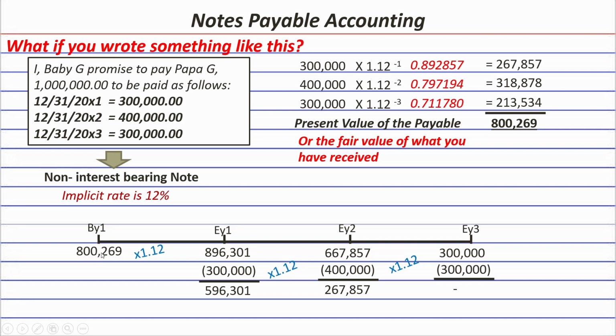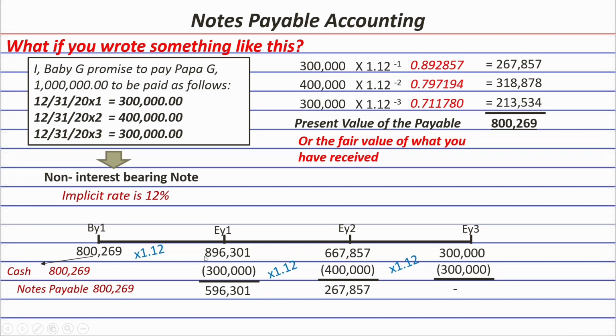So, this present value here will be debited to cash if supposedly you received cash. But if you received something else, then the debit will also be something else. Like if you received a property, so debit property, and of course, credit notes payable still. So let's assume again that you received cash. That is why you executed this instrument. So the entry will be debit cash 800,269 and credit notes payable for the same amount. So that's the initial entry.